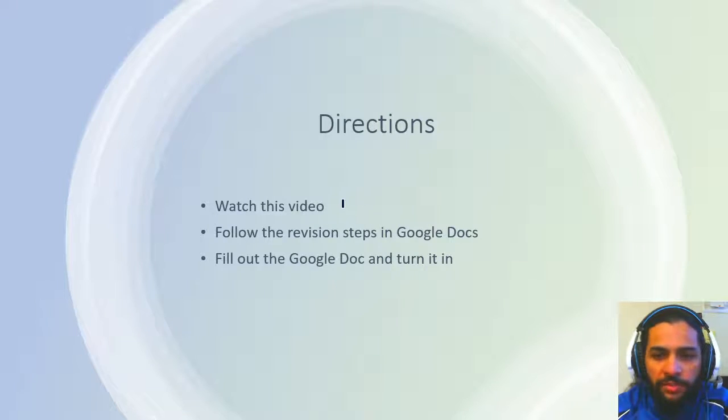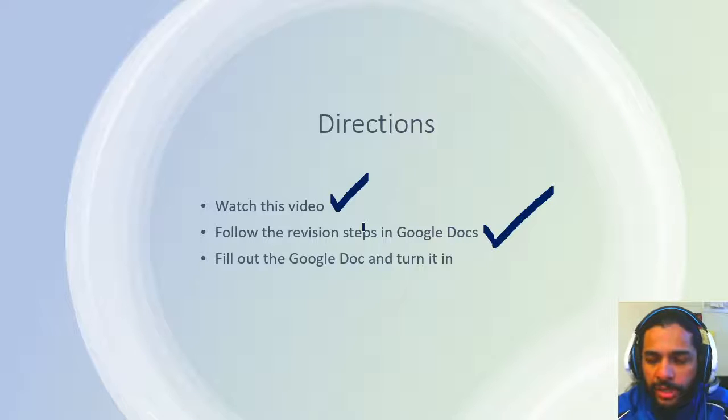Watch this video. Thank you. That's the easy part. Thank you for doing that. Next step is to follow the revision steps in Google Docs. So in your assignment for classwork number 71, you're going to follow the steps and fill out that Google Doc before turning it in. It's going to ask you to follow some revision steps so that you can revise your rough draft, and you're just going to type in some information about the changes that you made.